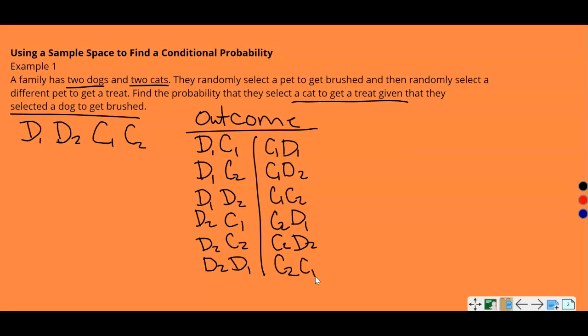So now what we're looking for is we want cat to be second. All right, so the cat is given a treat. Given, that means this has already happened. So we're looking for the probability of cat second given dog first.